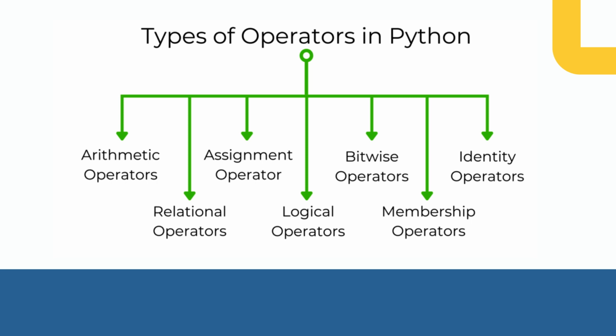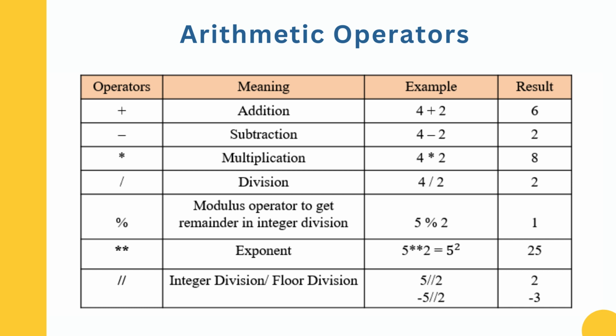So let us begin. Arithmetic operators are simply used for mathematical calculation. We have plus, which is addition, minus, which is subtraction, asterisk, which is multiplication, slash, which is division, then the percent symbol, which is modulus, the double asterisk, which is the exponent symbol, and the double slash, which is integer division or floor division. Addition we all know, like 4 plus 2 is 6. Subtraction, 4 minus 2 is 2. Similarly multiplication and division we know.